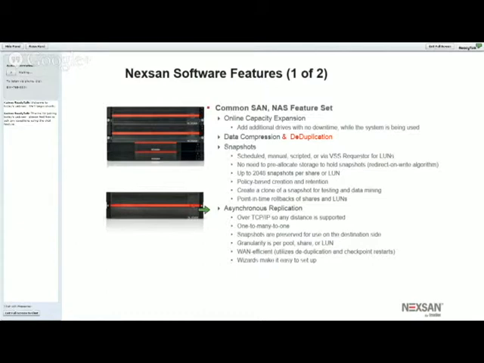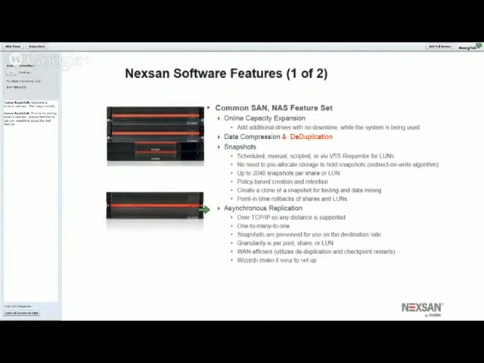Data compression is available on both the 5000 series as well as the 6000 series. It's customer choice, you get to choose what pools you want to apply it to or not apply it to. And in the case of the 6000 series, in the very near future, you'll be able to do deduplication. And this is actual data deduplication at the appliance level versus the WAN efficient deduplication.